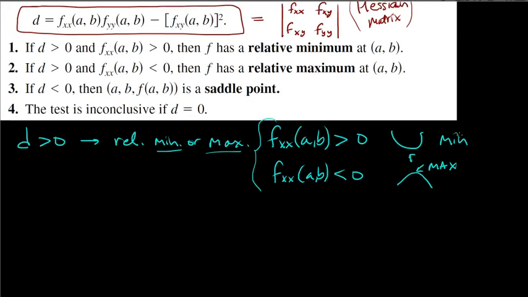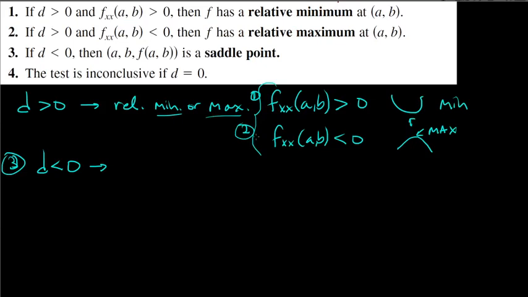But now there's a third possibility. This is possibility 1, possibility 2, but there's a third possibility. Before we even get to the second derivative, what happens if D is negative? If D is negative, it turns out you don't have a maximum and you don't have a minimum. Here's what you have.